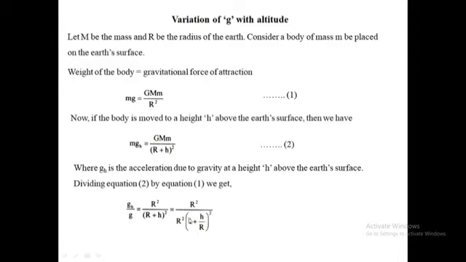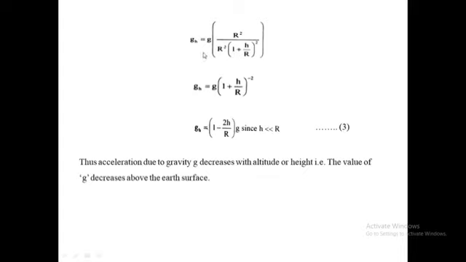Therefore, from this we get g_h is equal to g times R square upon R square (1 plus h upon R) whole square. Therefore, R square gets cancelled. Therefore, we get g_h is equal to g (1 plus h upon R) raised to power minus 2. Therefore, g_h is equal to (1 minus 2h upon R) into g, since h is very small compared to the capital R. This is equation number 3.